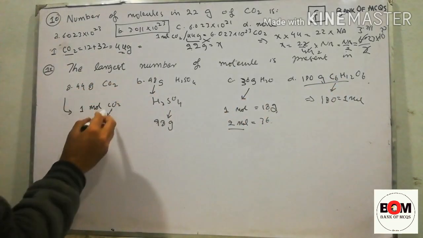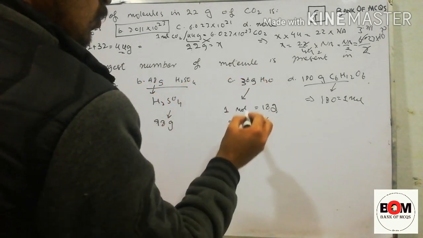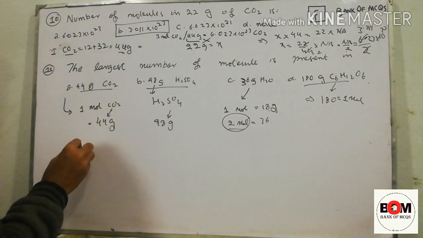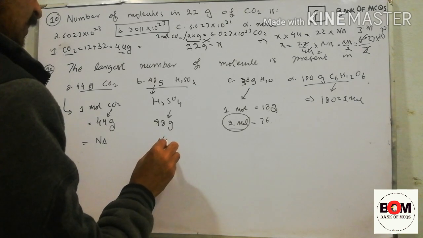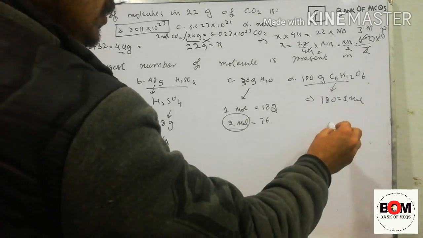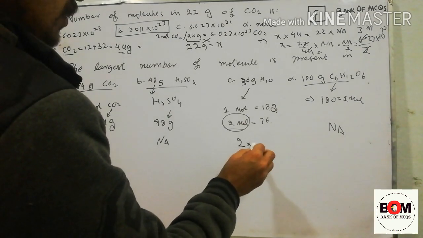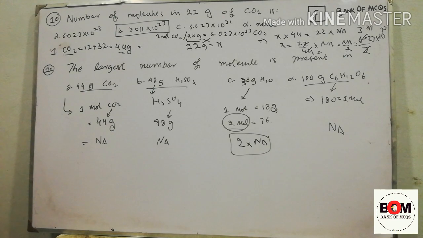So these are the given options. This is 1 mole CO2, 1 mole H2SO4, but water is 2 mole, and 1 mole C6H12O6. So 1 mole is Na molecules, 1 mole H2SO4 is also Na molecules, 1 mole C6H12O6 is Na molecules, but 2 mole of water is 2 multiplied by Na. So 2 multiplied by Na is the largest number of molecules, present in 36 gram of H2O.